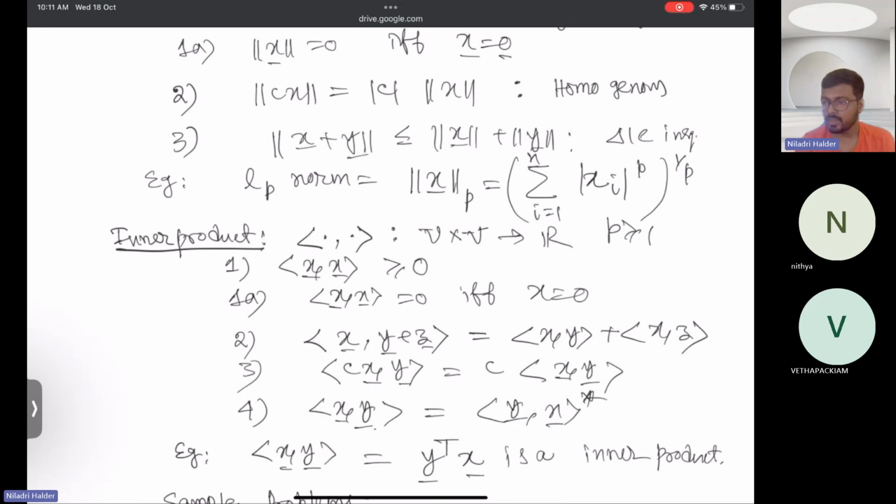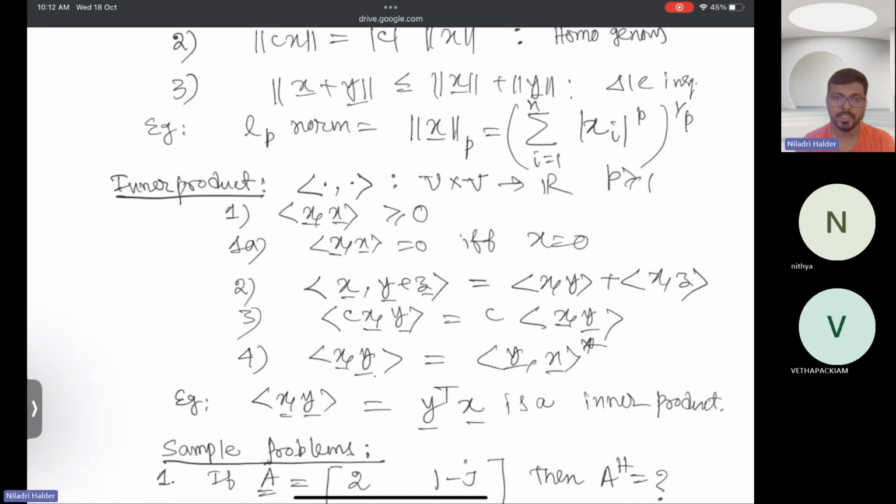So then the inner product is also a function which goes from two vector spaces to real numbers. Then inner product of x comma x, that means inner product of a vector with itself, is always greater than or equal to zero. That is the non-negativity, and it is equal to zero when the vector itself is zero. Then the second condition is inner product of x comma y plus z is equal to inner product of x comma y plus inner product of x comma z, and then inner product of cx comma y is equal to c into inner product of x comma y, and inner product of x comma y is equal to inner product of y comma x conjugate.